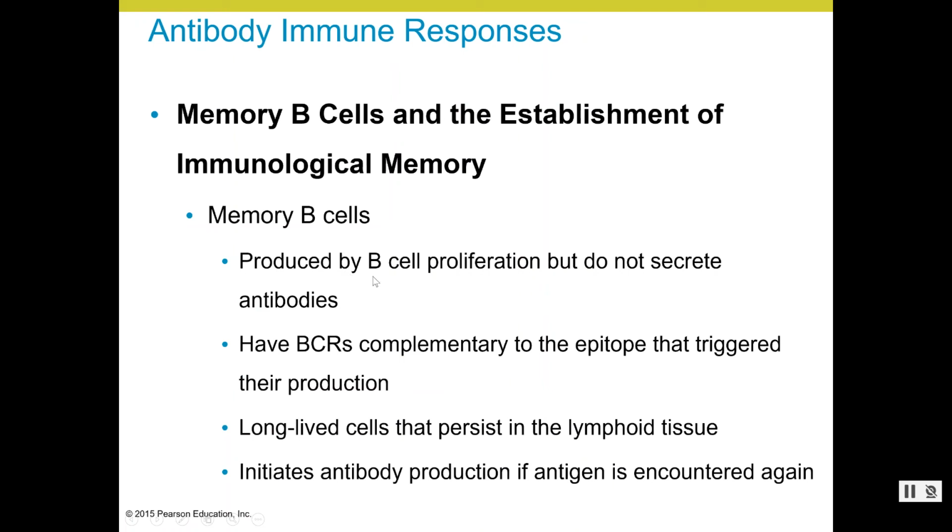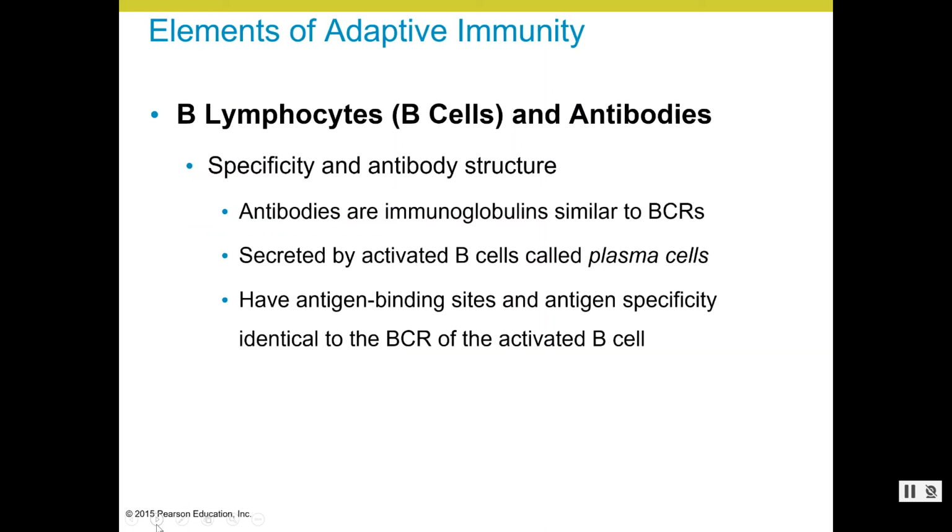Memory B cells, now these do last for a long time. However, they don't make antibodies. They keep their B cell receptors attached with those transmembrane portions. It has that same epitope again. But they can live a very long time, and if we ever see that antigen again, it does not have to bind to a T helper cell. It can automatically differentiate into a plasma cell and start making antibodies.